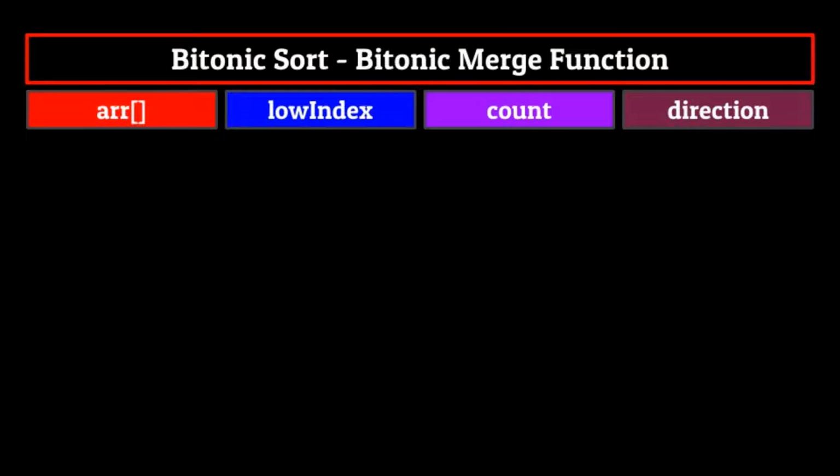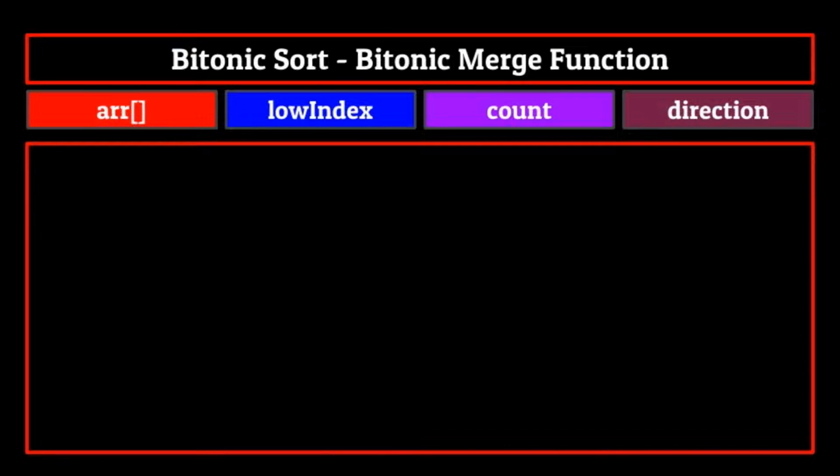The first step in our Bitonic merge pseudocode is an if statement, checking if count is greater than 1. This is the base case for the Bitonic merge function. You might be wondering why we need recursion here, but that'll be explained later when we actually recursively call this function.